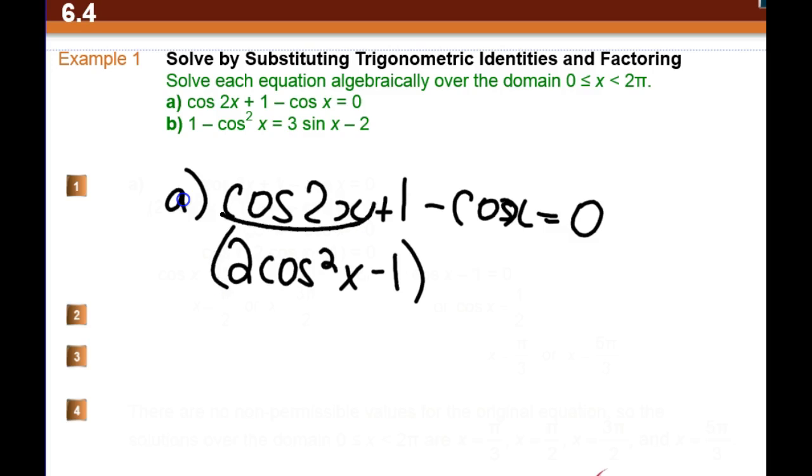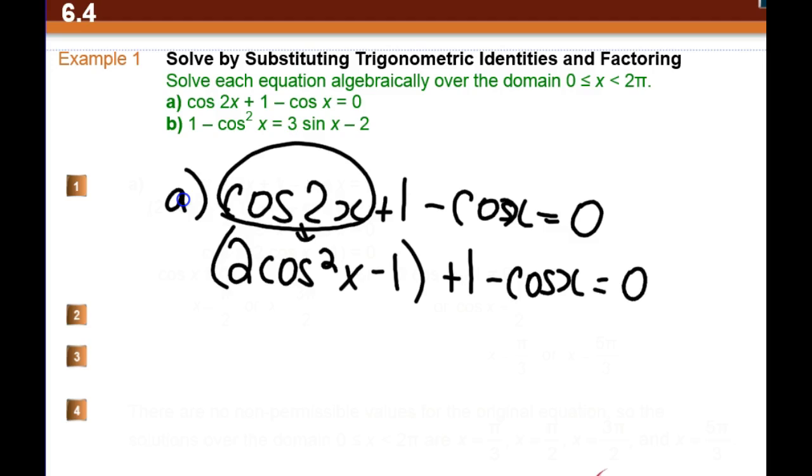So all I did was I replaced my cos 2x with this whole thing, and then I still have plus 1 minus cos x equals 0. Okay? So I took cos 2x and I replaced it with this 2 cos squared x minus 1 from my identities. I don't really need this bracket here. I just was putting it there to show what I replaced. So if we get rid of the bracket, this is what we have. So we have a minus 1 plus a 1. So those are 0.